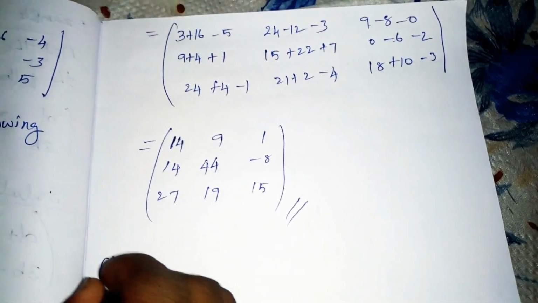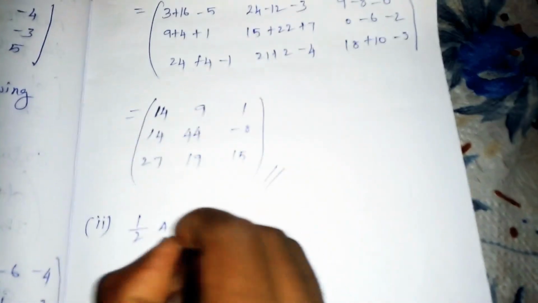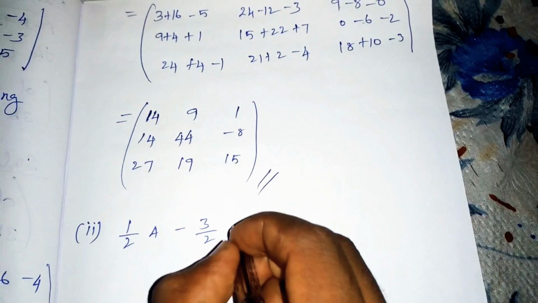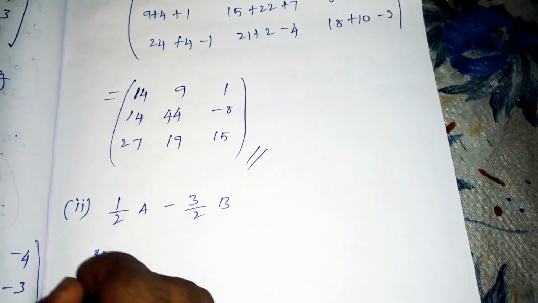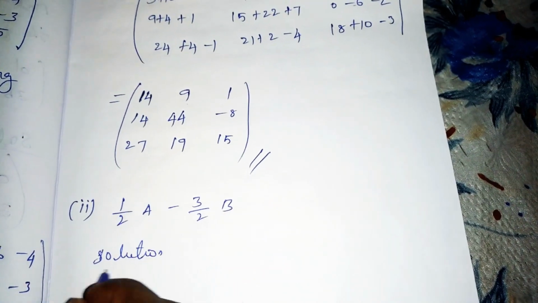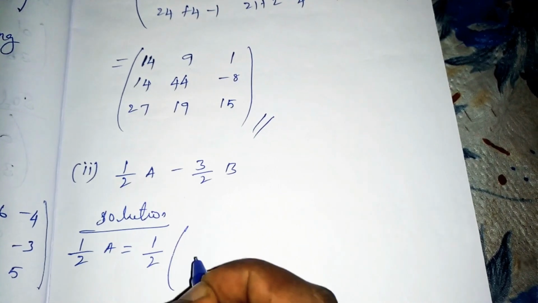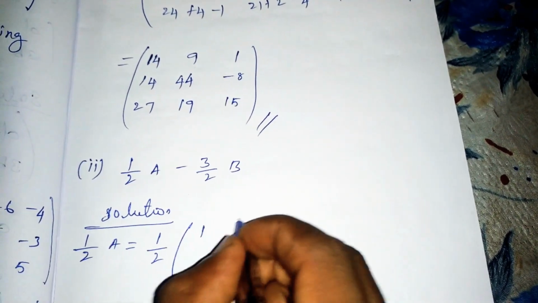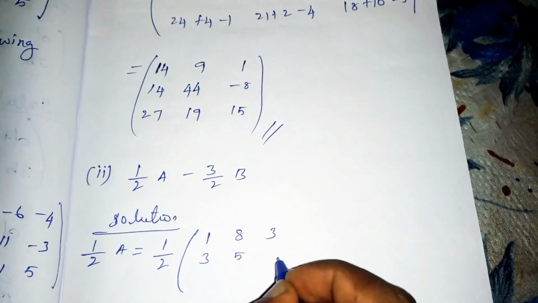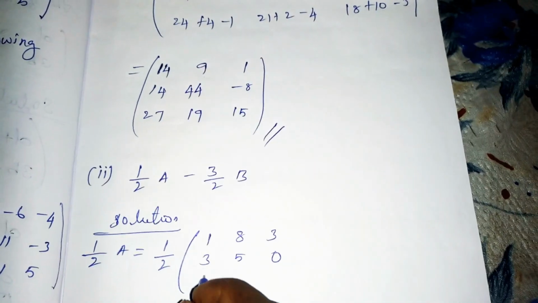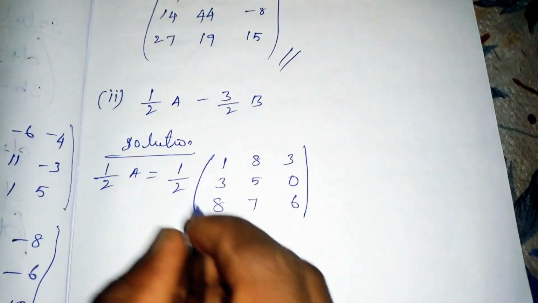Again, now the second one: 1 by 2 into A minus 3 by 2 into B. First, going to find the 1 by 2 solution. 1 divided by 2 into A. 1 divided by 2 into what is the A? A is 8, 3, 3, 5, 0, 8, 7, 6. This 1 by 2 going to multiply inside.